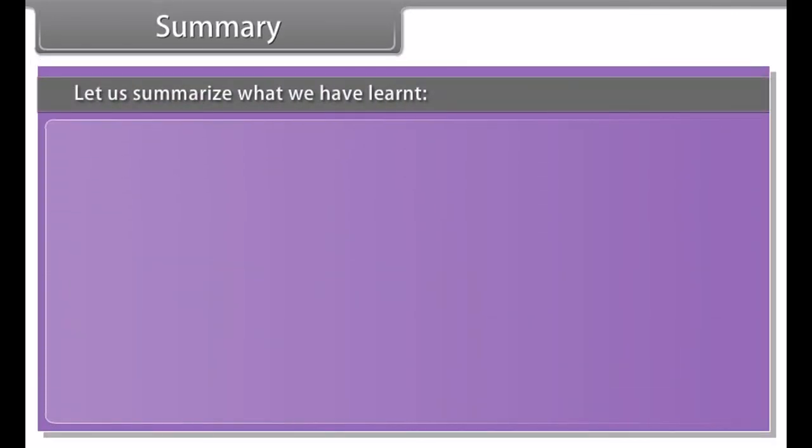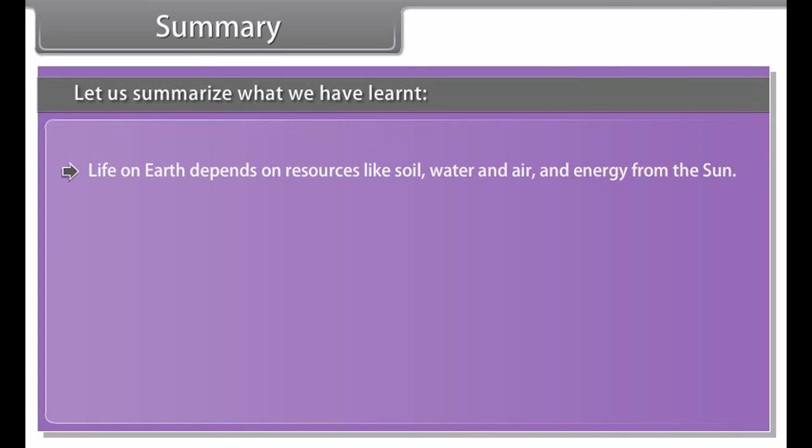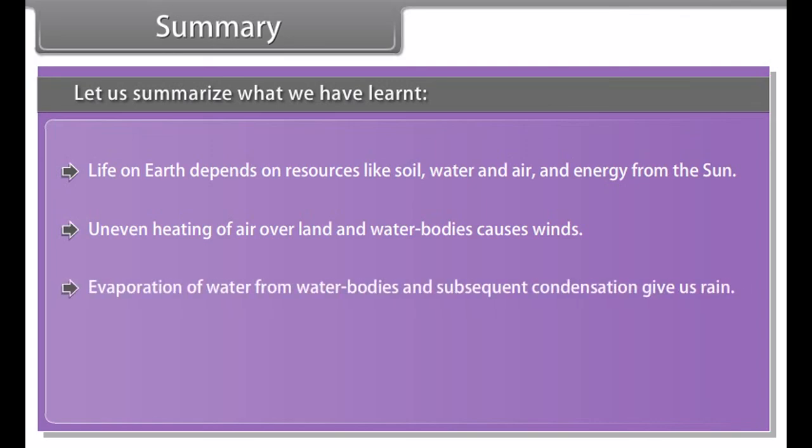Summary. Let us summarize what we have learned. Life on Earth depends on resources like soil, water, and air, and the energy from the sun. Uneven heating of air over land and water bodies causes winds. Evaporation of water from water bodies and subsequent condensation give us rain. Rainfall patterns depend on the prevailing wind patterns in an area.